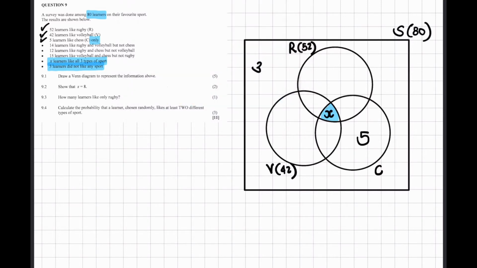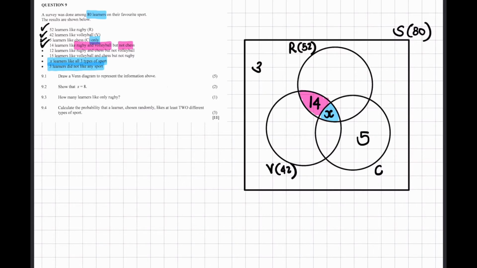Then it says 14 learners like rugby and volleyball but not chess. So now if I were doing rugby and volleyball, okay, so if I look at rugby and volleyball, do you agree, would be the intersection here between the rugby circle and the volleyball circle. So that would be the intersection of rugby and volleyball. But now it says that they like rugby and volleyball but not chess, which means that it can't include this chess part. So rugby and volleyball but not chess would just be this little part of the intersection, and that's 14. So 14 people like rugby and volleyball, but not chess.